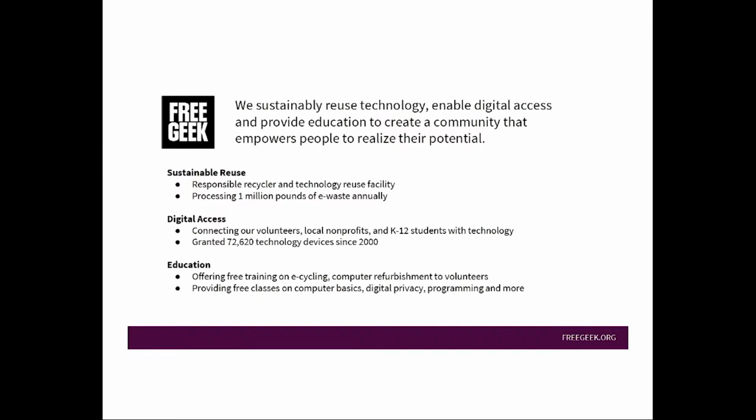So when we think about what we do, we're doing sustainable reuse. So we are a responsible recycler and technology reuse facility. Free Geek has been around since 2000. We occupy about 25,000 square feet in central southeast Portland, and process about 1 million pounds of e-waste every year. So that's computers that we can't actually reuse. But our biggest goal is to reuse as many devices as possible and get them into the hands of those that need them. So digital access is one of our biggest pillars.